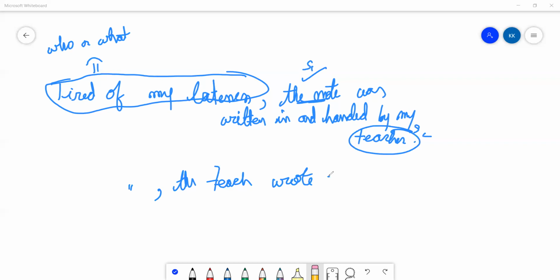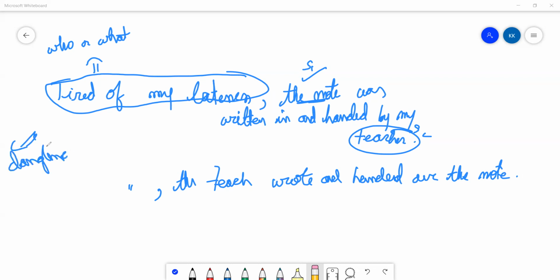So the sentence is going to be: tired of my lateness, comma, the teacher wrote and handed over the note. Got it? Understood? Yes, Miss. So it's a dangling modifier. It is not necessary that the introductory clause will be in its traditional form itself. I have picked up this example from one of your recent SAT papers. Are you understanding my point?